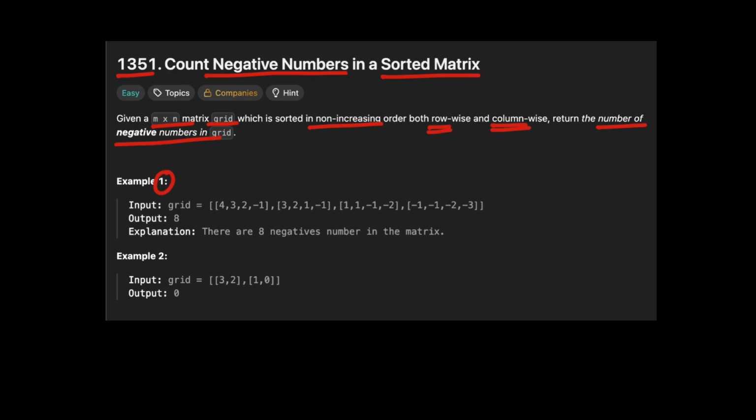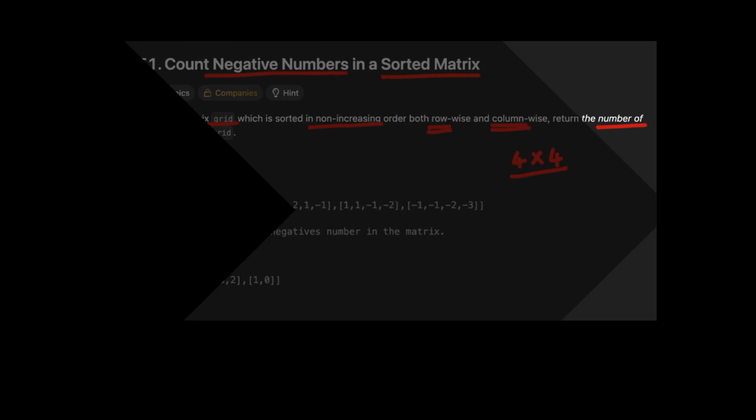In example number 1, we are given a 4 by 4 grid and across the entire grid there are a total of 8 numbers which are negative. The problem statement is very easy and straightforward, so let's try a couple of approaches to solve this problem.